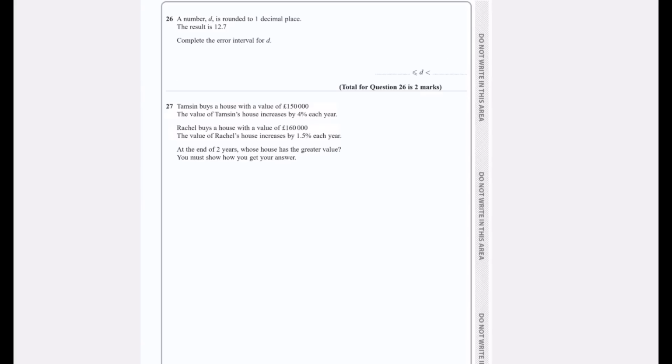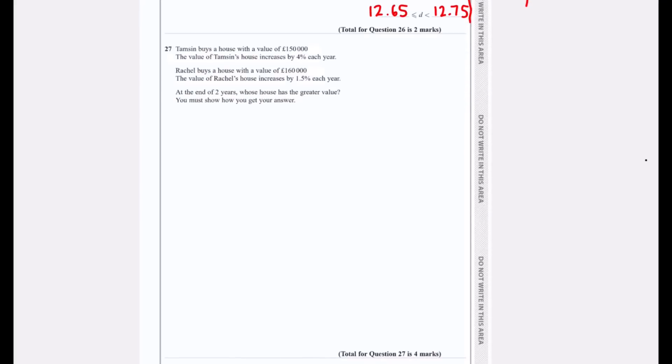26. A number D is rounded to one decimal place. The result is 12.7. Complete the error interval. So if we're at 12.7, the one up is 12.8, the one down is 12.6. And to round to 12.7, we have to be in between these two midpoints. So halfway between 12.6 and 12.7, 12.65. Halfway between 12.7 and 12.8, 12.75. And note that it can equal 12.65. So it has got the or equal sign, but it hasn't got the or equal sign on the 12.75.